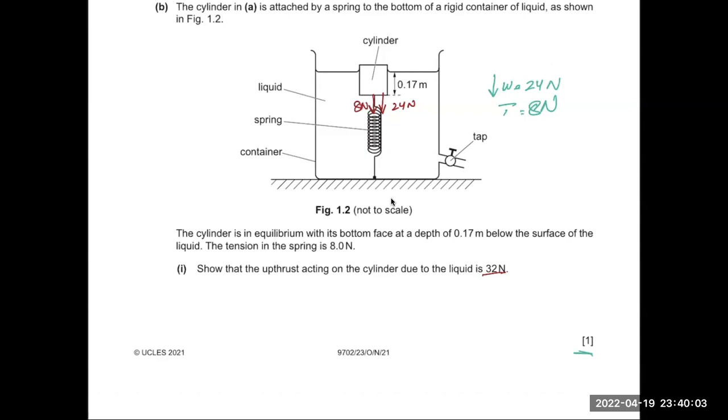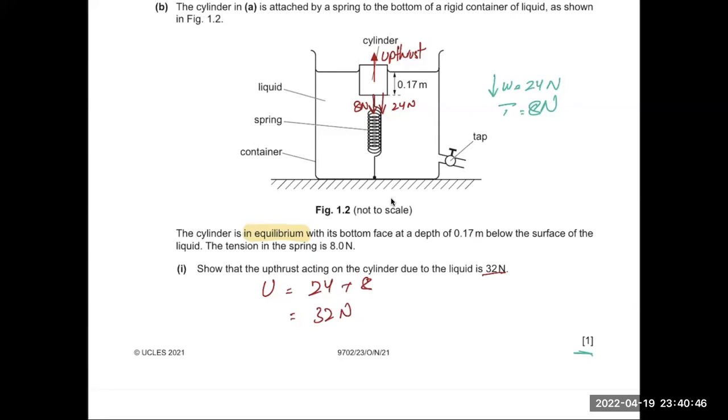And the cylinder, according to the question, is in equilibrium, which means that the downward force is equal to the upward force. So the upward force, if it's balanced, should be equal to the sum of the two. And the only upward force that can act on the cylinder is the upthrust in this case. So upthrust is equal to 24 plus 8, which is equal to 32 newtons. Isn't it supposed to be acting in the opposite direction to the weight? No. It should not be acting in the opposite direction to the weight.